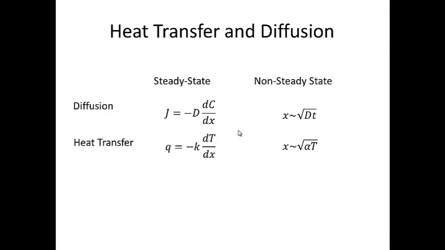One last interesting note: heat transfer and diffusion are related concepts. Both follow something similar to Fourier's law. Heat transfer has Fourier's law, in which the heat being transferred is equal to minus K dT/dx. In steady state diffusion, it follows Fick's first law, where the steady state diffusion flux is equal to minus D, the diffusion coefficient, times the concentration gradient, dC/dx.